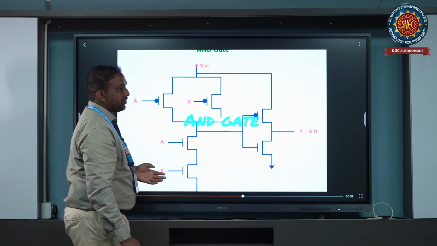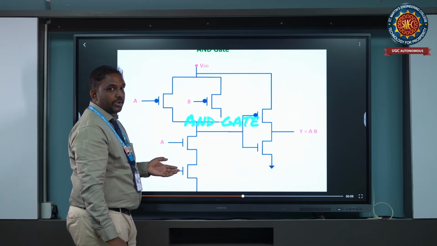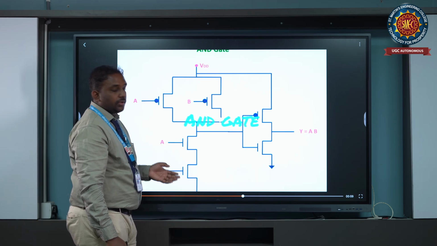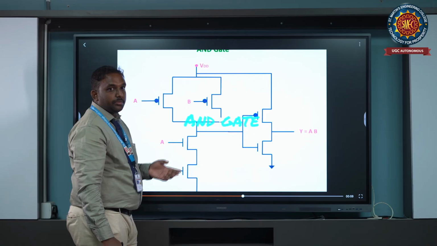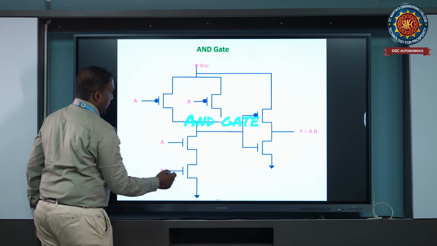By using this CMOS inverter in VLSI, we can design NAND gate, NOR gate, XOR gate, XNOR gate, and basic gates like AND, OR, and NOT gate. NOT gate is nothing but the CMOS complementary inverter.